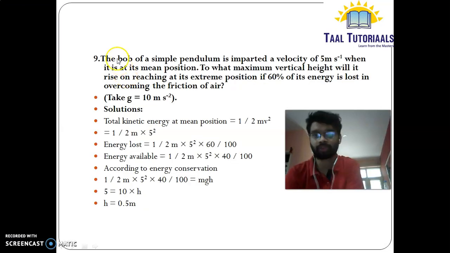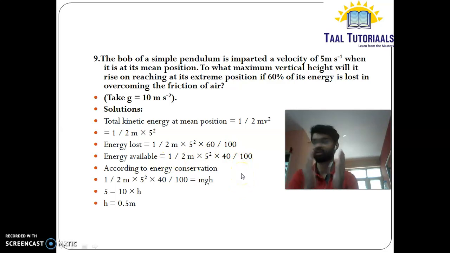And last question from this topic: the bob of a simple pendulum is imparted a velocity of 5 meter per second when it is at the mean position. To what maximum vertical height will it rise on reaching its extreme position if 60% of energy is lost in overcoming the friction? See, total kinetic energy, again we use the formula half mv square. Energy lost is 60%. Energy available is just 40% here because 60% is already lost. So half mv square into 40 by 100, that is 40%.